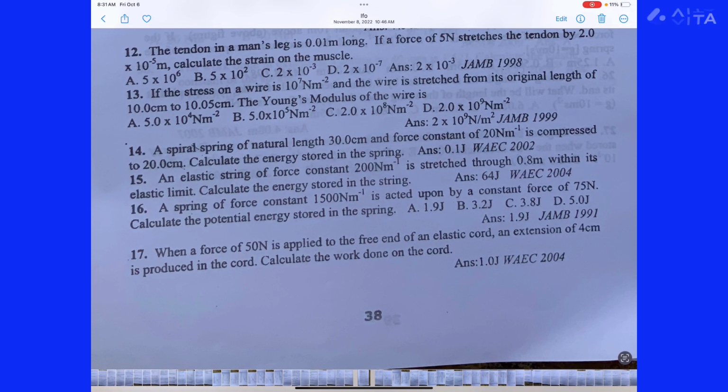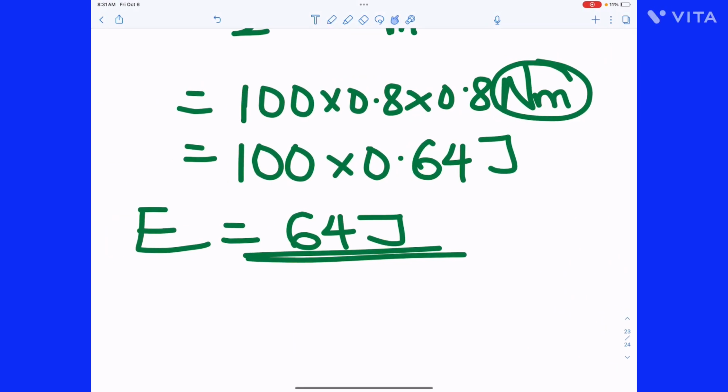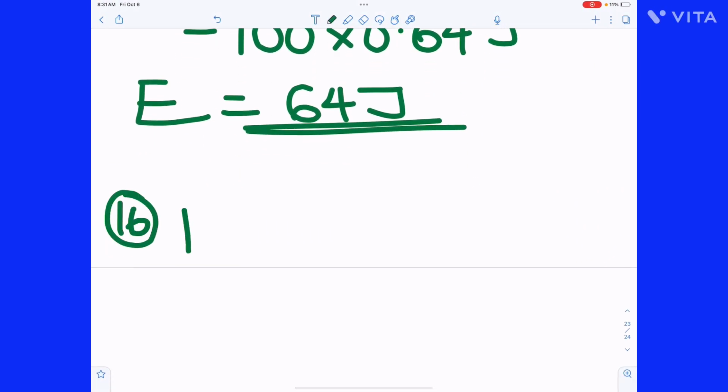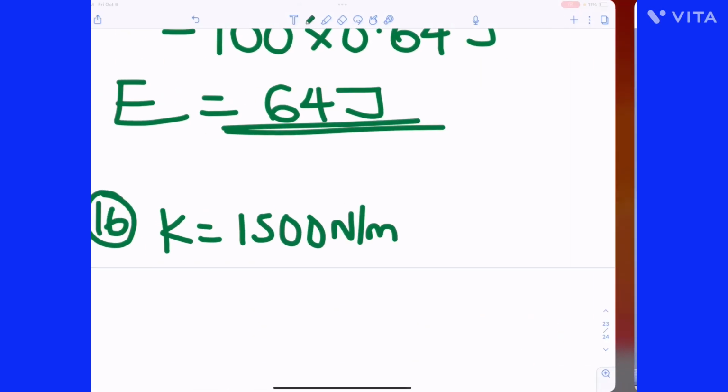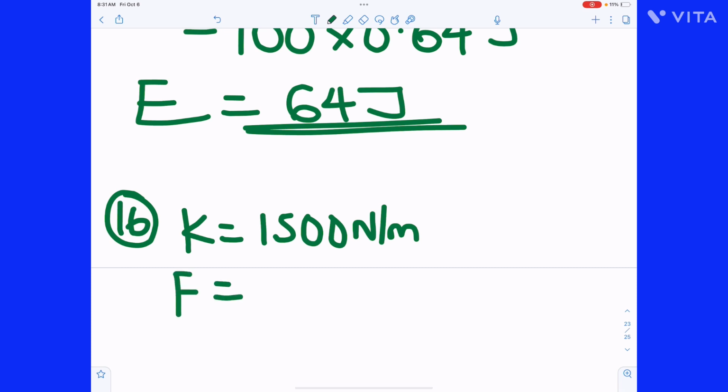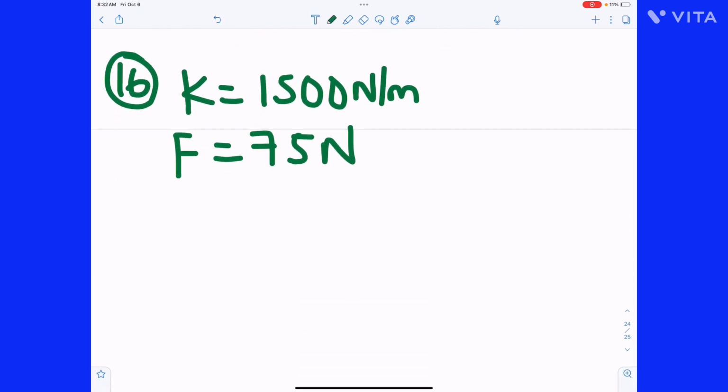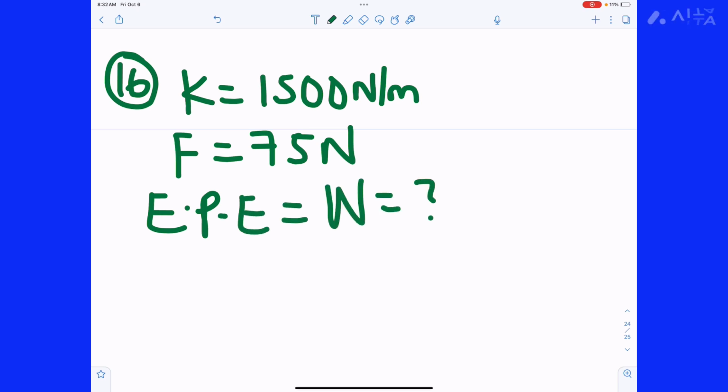Take note. Number 16 says a spring of force constant 1500 newtons per meter is acted upon by a constant force of 75 newtons. Calculate the potential energy stored in the spring. Elastic potential energy stored in the spring is the same thing as work done in extending the spring.